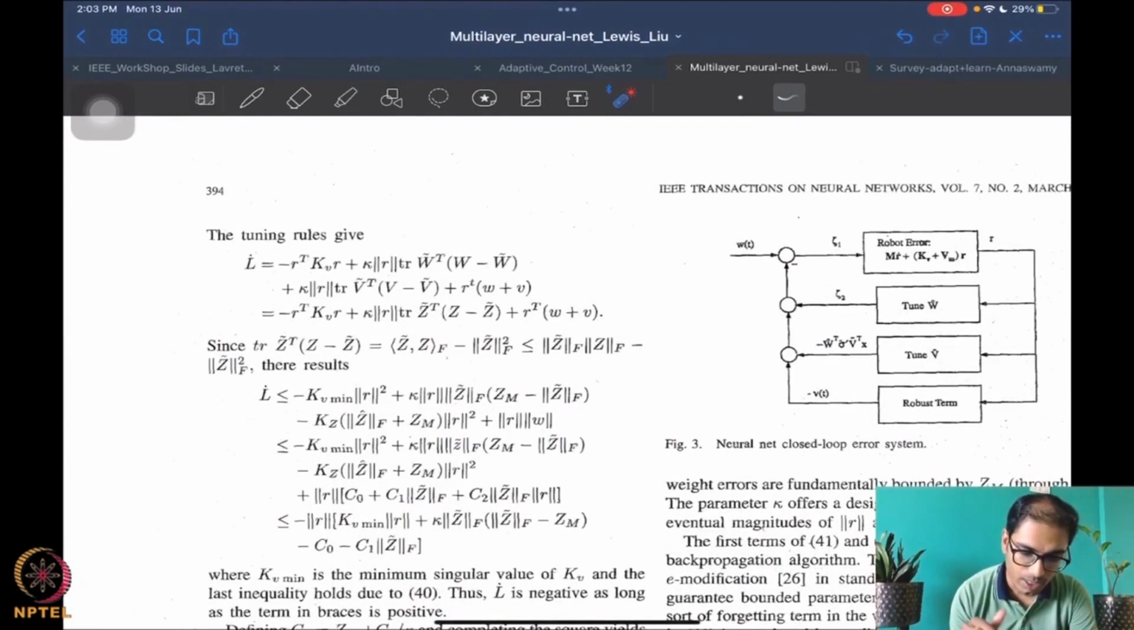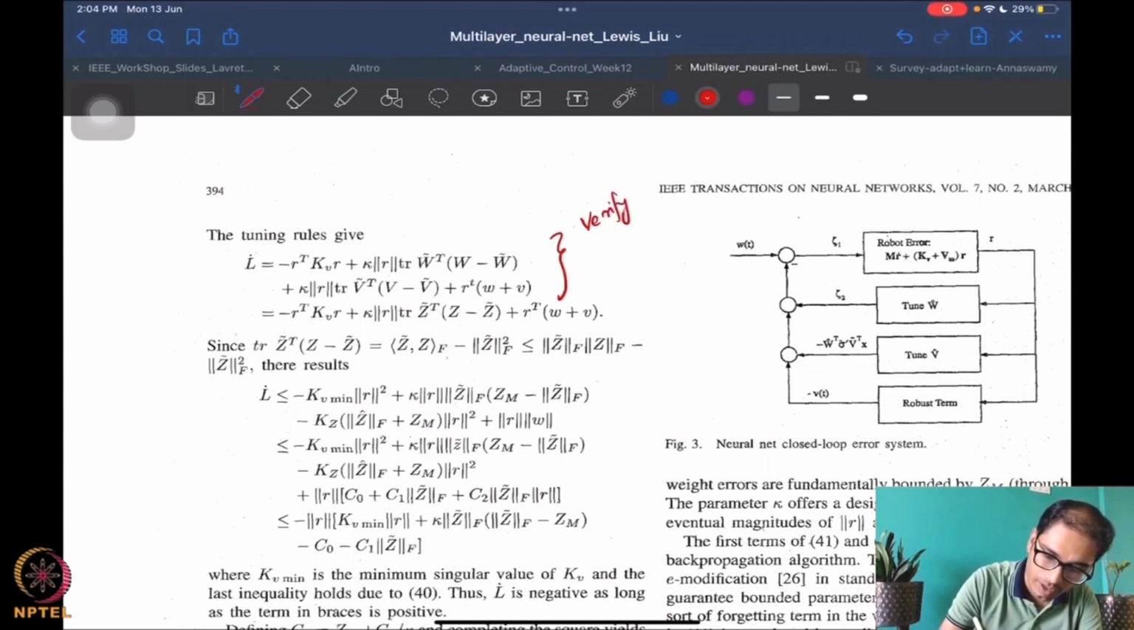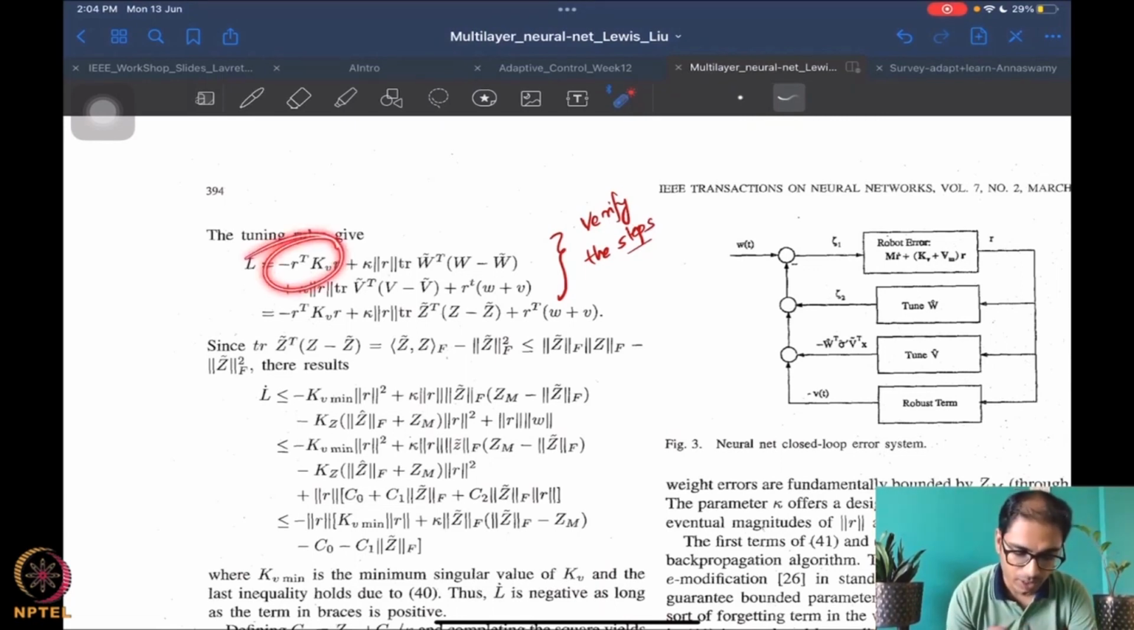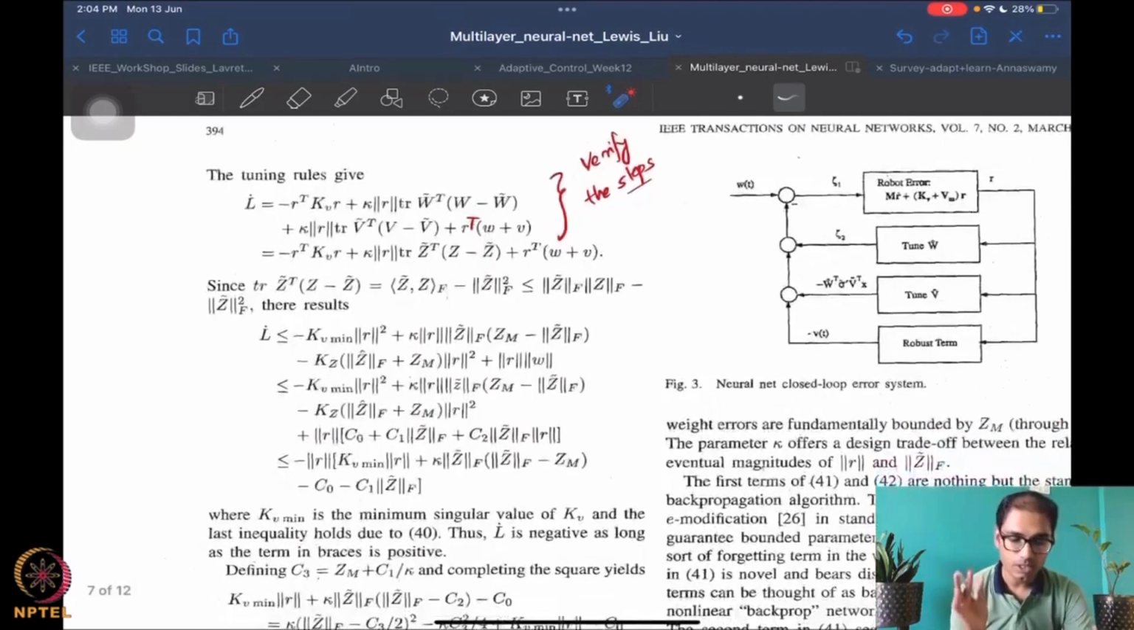Once you do that, the authors apply the tuning rule and do a bunch of simplifications. I'm not going into the complete details of this. I would ask you to verify the steps here in order to get to this. So this nice negative term still remains. And then you have these kinds of w minus w tilde, v minus v tilde, and r transpose (w plus v) type of term. So v is still not substituted, notice.